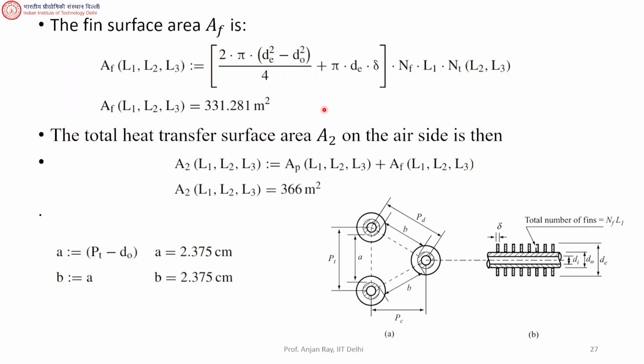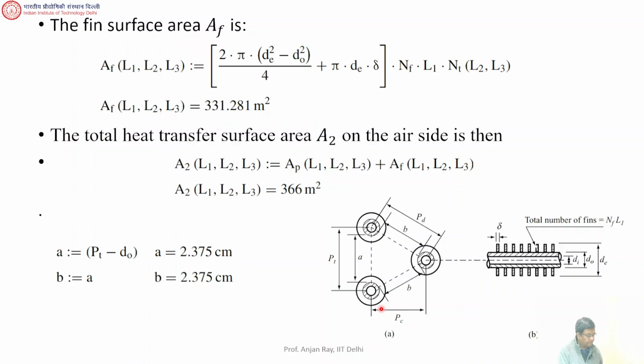Today is lecture 15. In lecture 14, we had gone up to approximately here. So the total area on the air side is the primary area plus the fin area. So that gives you this much, 336. And we have this kind of a triangular arrangement.